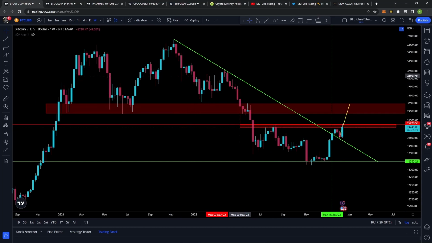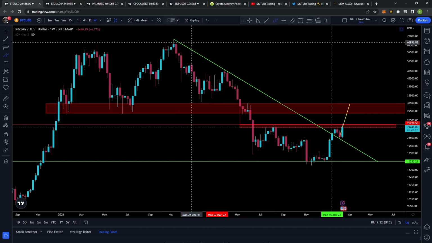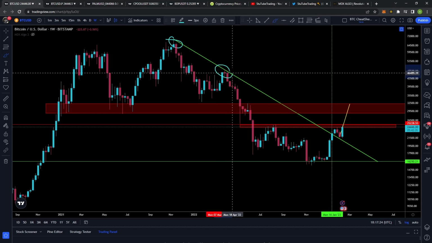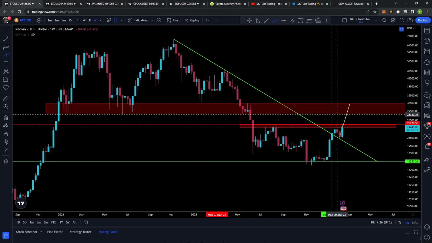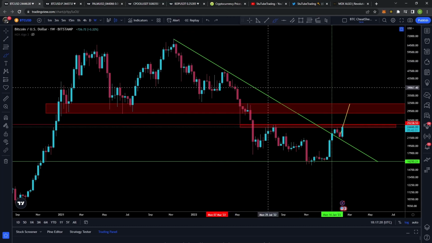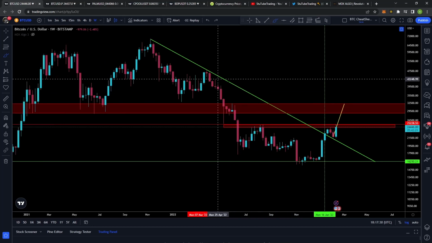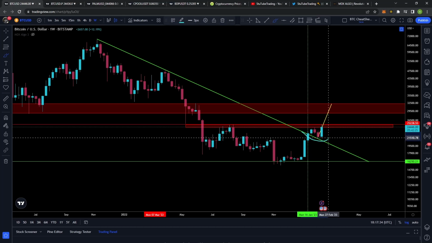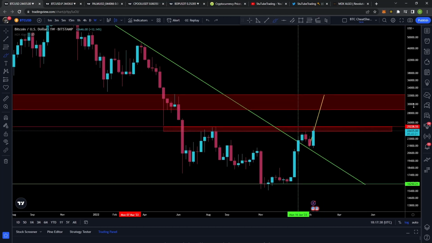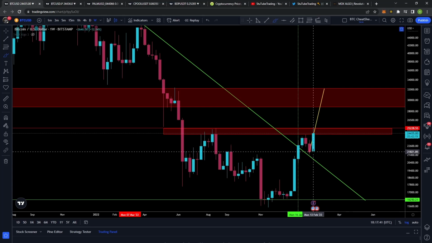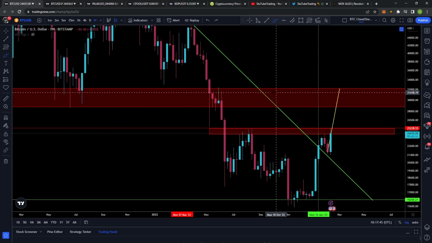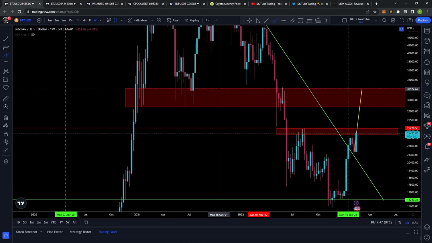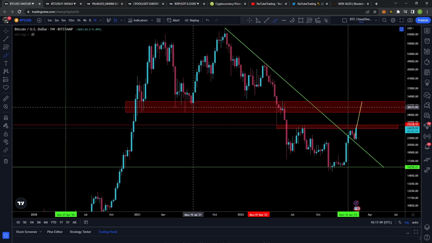Something to mention about this downward sloping trend line, we did only have these two touch points. This is the logarithmic scale chart, so it is a little bit different looking than what your chart might look like. But yeah, it is nice to see that this has got that beautiful flip from resistance into support. So if we did take that measurement from where we retested this, that would be a perfect retest to basically the top of this little resistance box that I have mapped out.